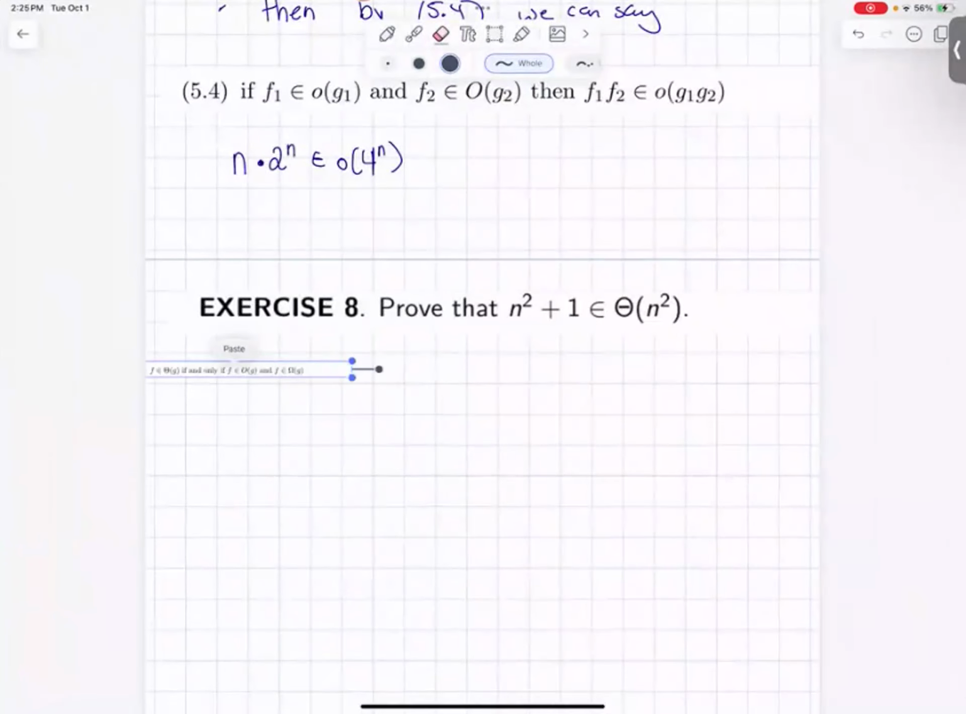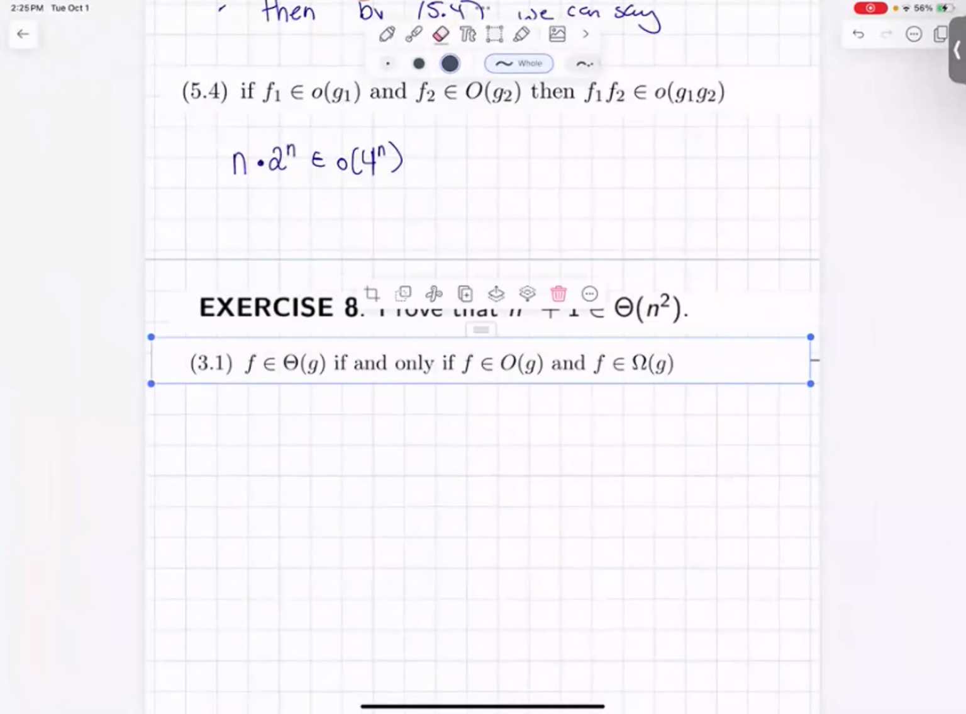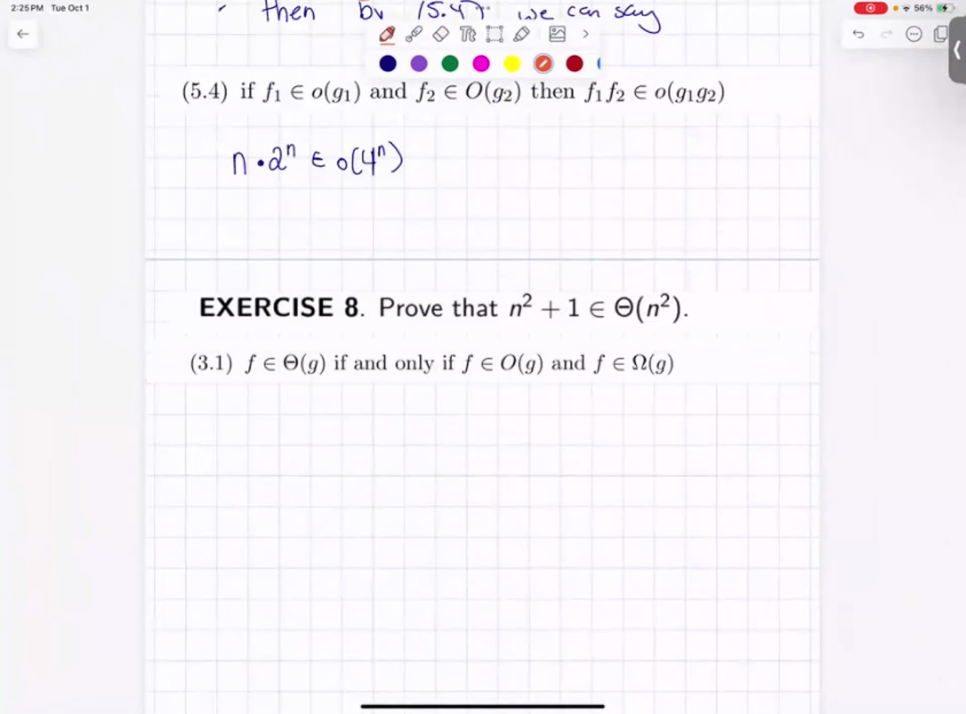We're going to take this property, which says that f is in theta of g if and only if f is in O of g and f is in omega of g. So we need to prove that f is going to be in O of g, and we need to prove that f is going to be in big omega of g.